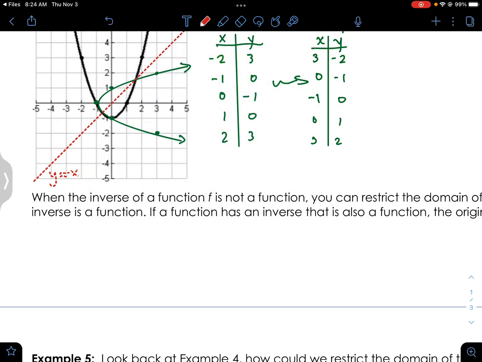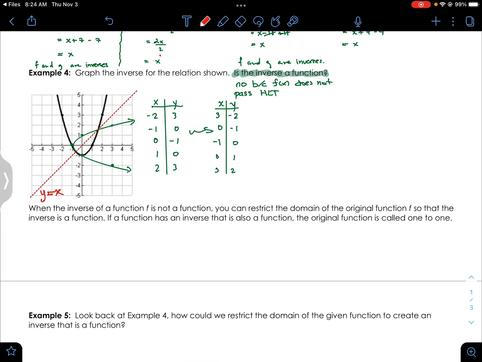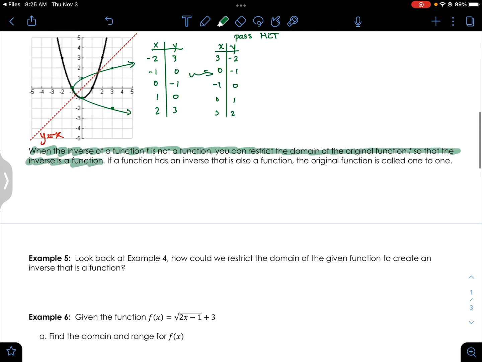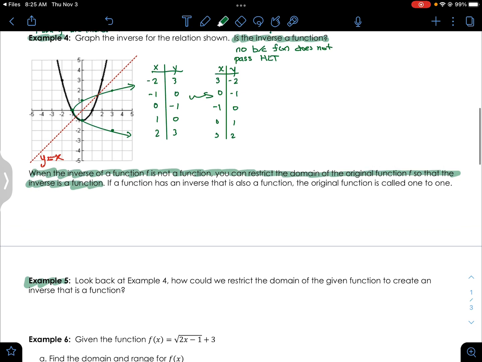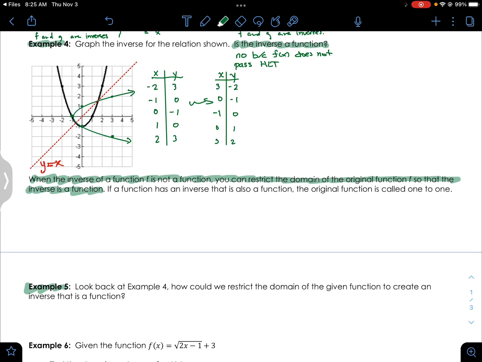Okay, so when the inverse of a function f is not a function, one thing that you can do is restrict the domain of the original function so that the inverse is a function. So if we look at example 4 again, for example 5, in example 4 we had a parabola that is x squared minus 1.